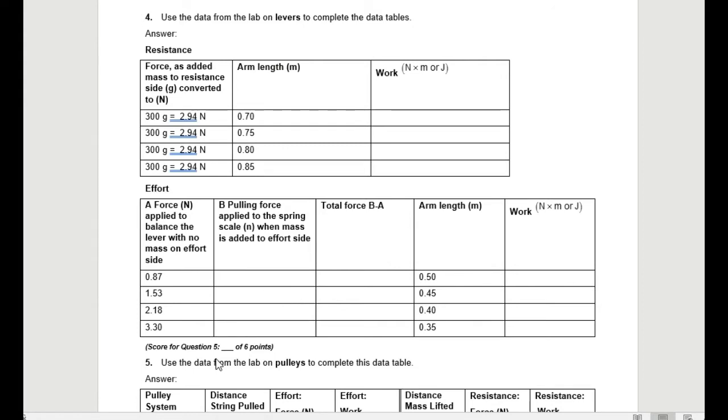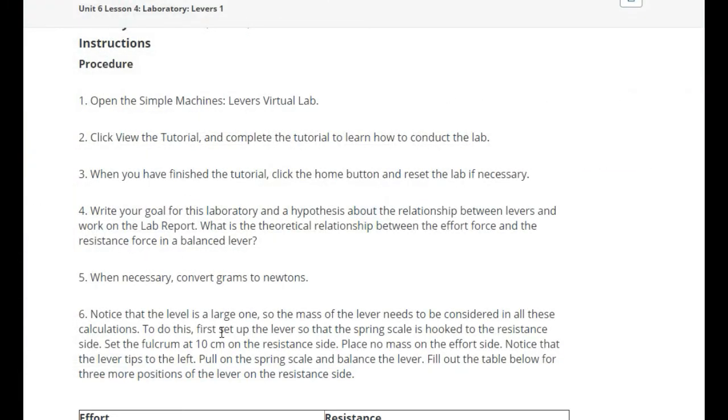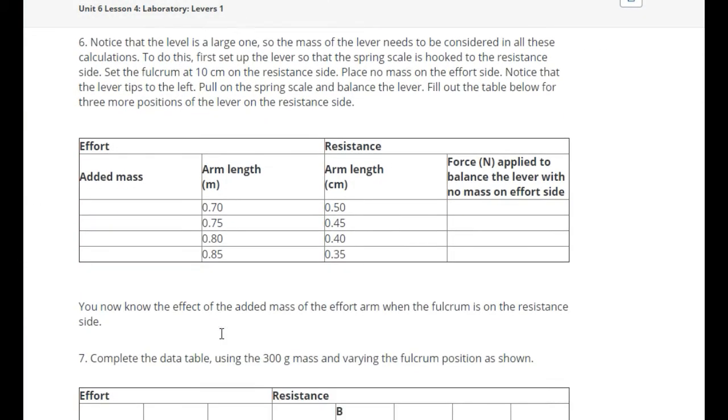So the first thing you need to be aware of is that the table that's on your student guide looks a bit different than the table that is on your student guide. Okay, this first part, it says notice that the lever is a large one, so the mass of the lever needs to be considered in all of these calculations. To do this, first set up the lever so that the spring scale is hooked to the resistance, and set the fulcrum 10 centimeters on the resistance side. Place no mass on the effort side.